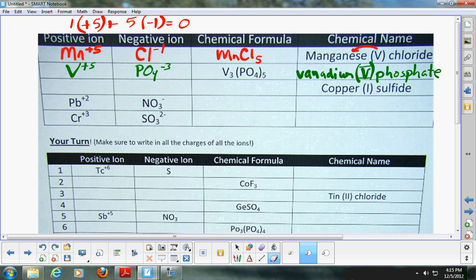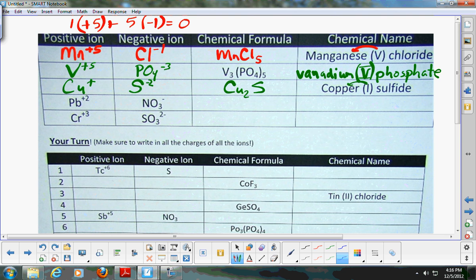Next we have copper 1, again related. The 1 tells me the charge on copper, so I know I need to put it over here, Cu plus 1. And you can put a plus here, plus 1, it's fine. Sulfide is sulfur, and it is 2 away from the noble gas. So it's going to be a negative 2 charge. So we've got a plus 1 and a negative 2, so we're going to need 2 coppers to go with 1 sulfur.